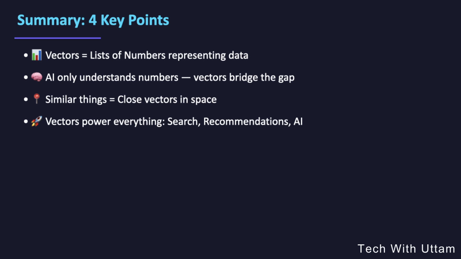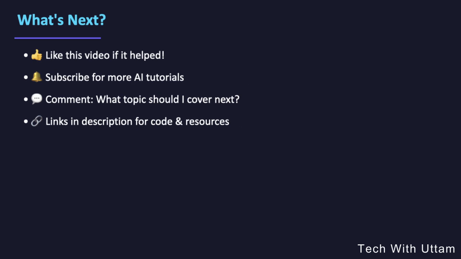Alright, let's wrap this up with 4 key points you should remember. 1. Vectors are just lists of numbers that represent data. 2. AI needs vectors because it can only work with numbers. 3. Similar things have similar vectors, they're close together in vector space. 4. Vectors power everything in modern AI, from search engines to self-driving cars. And that's Vectors in AI explained.